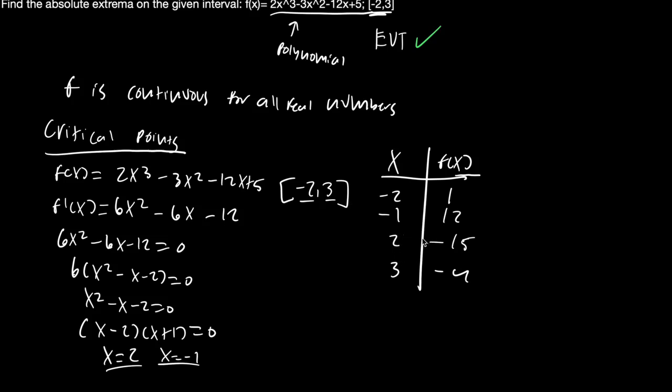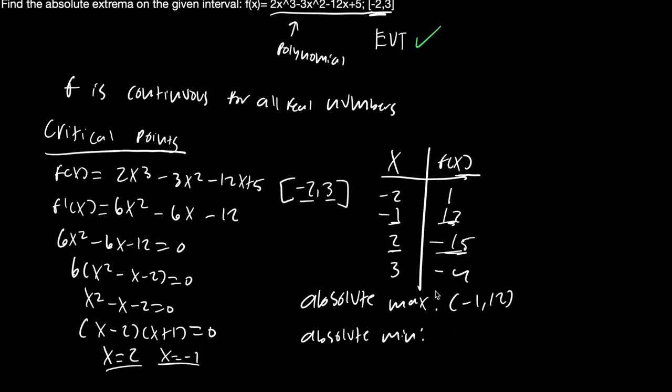Yeah. So now that we have our values, we just evaluate which x value gives the lowest y value, and which x value gives the highest. So we can see that our absolute max is at -1, 12, and our absolute min is at 2, -15. There's your answer.